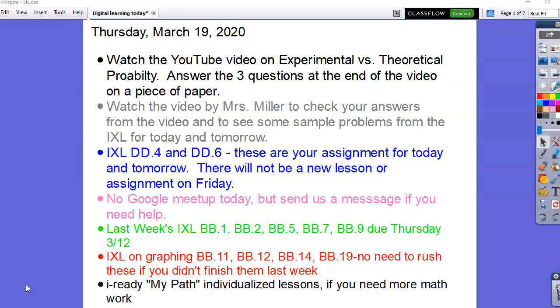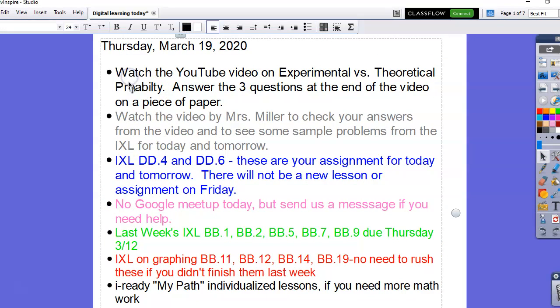We are going to begin a new topic in our study of probability. And today we are going to look at the difference between experimental and theoretical probability. I feel like that is spelled incorrectly right there. I think that's correct. Okay, experimental versus theoretical probability.